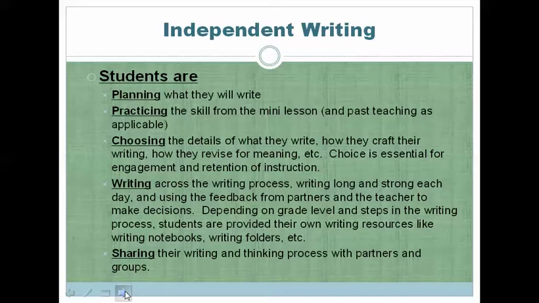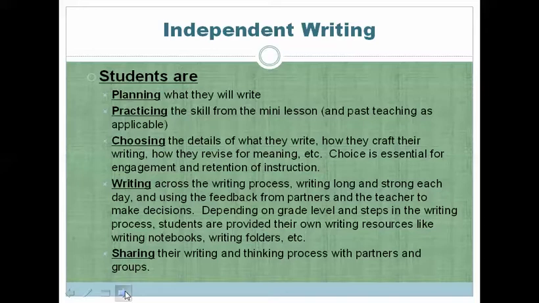Students are writing. They're writing again across the writing process. They're writing long and strong each day, and that stamina builds fluency and again builds student achievement in writing, so that at any point in their educational day, or outside of it, students feel like writing is for me. I have skills to be able to respond to my world through writing, and I can do that quickly and efficiently.